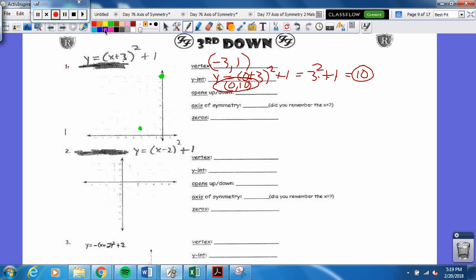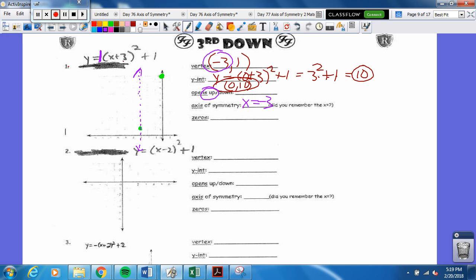Let's keep answering the questions. Opens it up or down? Well, A is right here, and A is 1, and A is positive, opens up. Okay? Axis of symmetry. Easy. Axis of symmetry is right here. So it's always the x value of the vertex, and so it's right there sitting in my face. There we go. It's got right there x equals negative 3. Okay, got it.